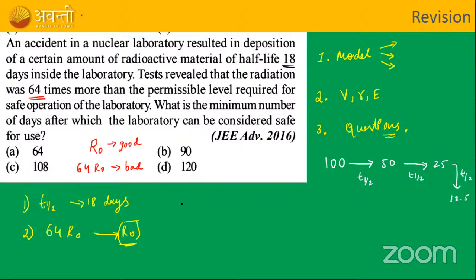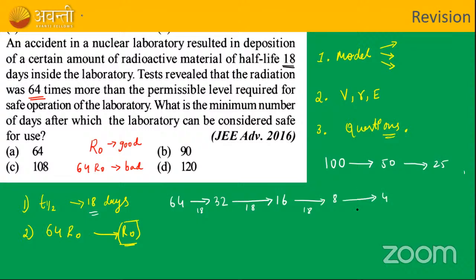Usually after 18 days, this will become half. From 64, it will take 18 days to become 32. Are you trying to get it? Okay, cool. From 32 to 16, half of the quantity again takes 18 days. From 16 to 8, 18 days. From 8 to 4, 18 days. From 4 to 2, 18 days. And from 2 to 1, one more 18 days.